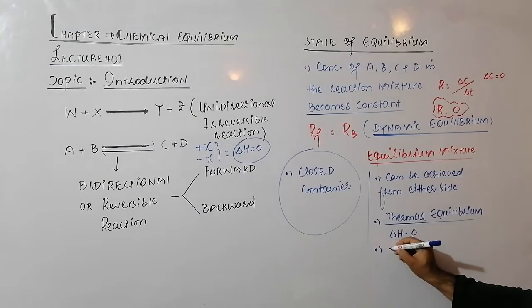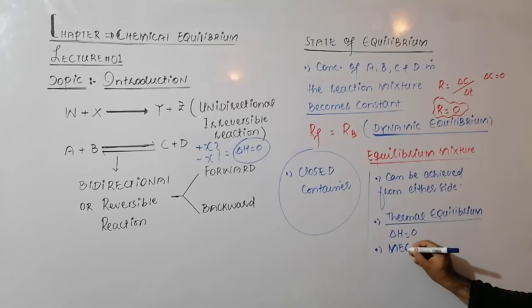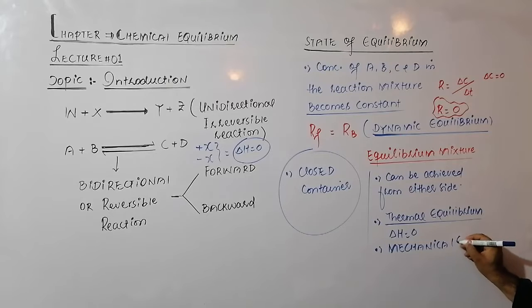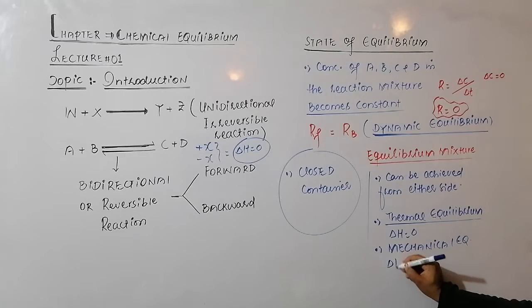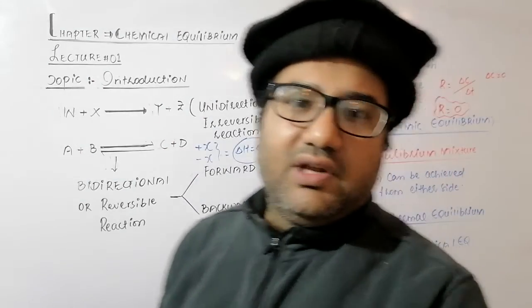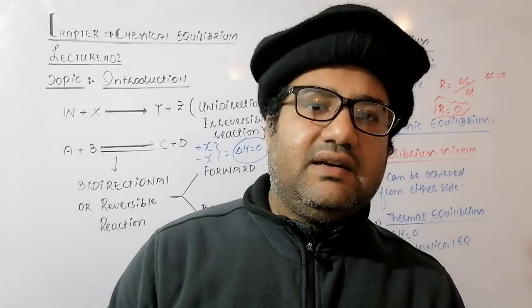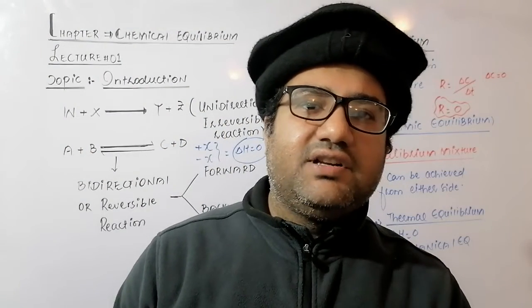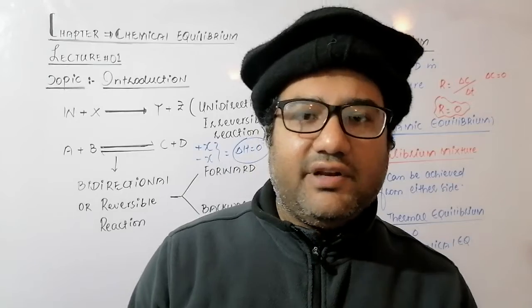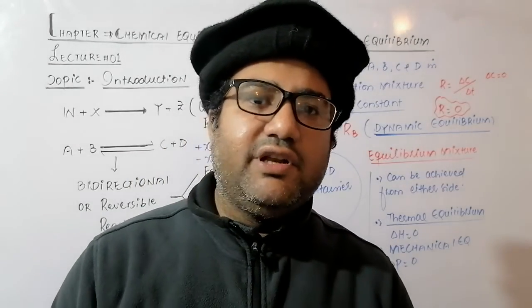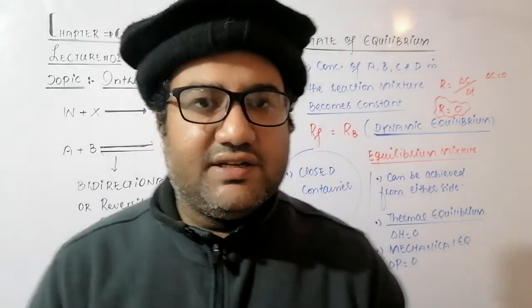Similarly, at the state of dynamic equilibrium there must be mechanical equilibrium as well, and mechanical equilibrium simply means that the change in pressure will be 0. That is, if the reactants and products involve gases, then the change in their partial pressure at the state of dynamic equilibrium will become 0. The time will keep on passing, but there will be no change in the pressure of the reaction mixture.